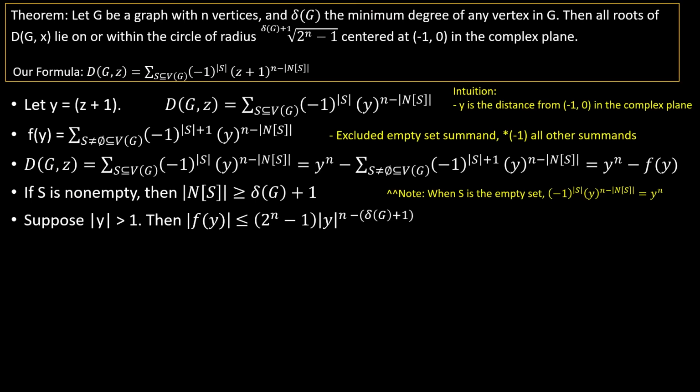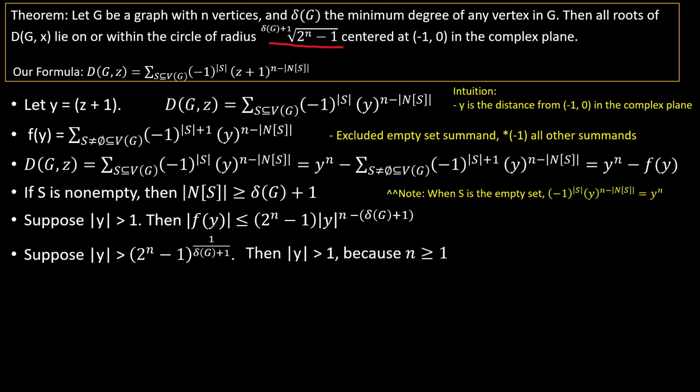As we mentioned before, this result holds when the absolute value of y is greater than 1. Next, let's see what happens if the absolute value of y is greater than (2^n − 1)^(1/(δ(G)+1)), which is just another way of writing the radius in our theorem.